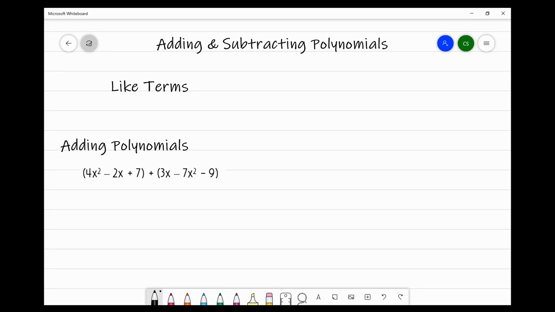All right, guys, today we'll be adding and subtracting polynomials. So when we're adding and subtracting polynomials, basically all we're doing is combining like terms. Like terms have the same variable and the same exponent. So x squared and x squared are like terms, both have a variable of x, exponent of 2.